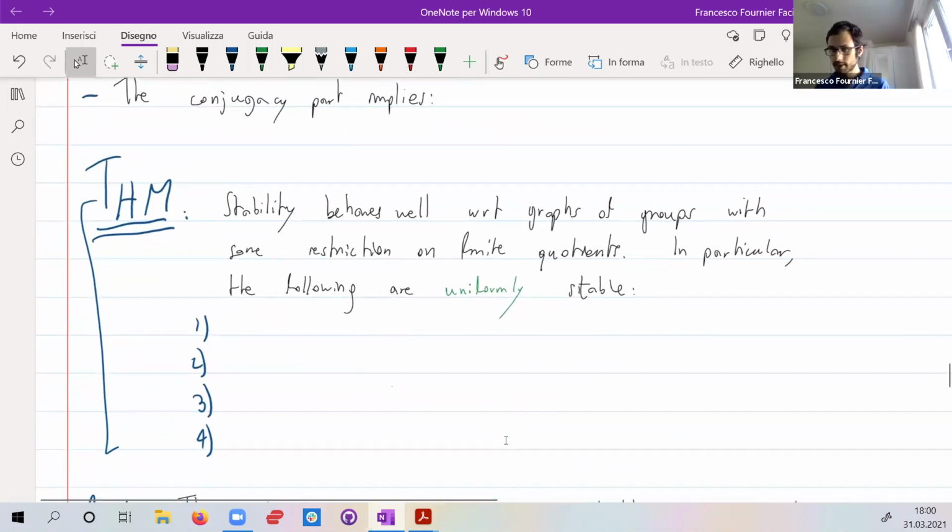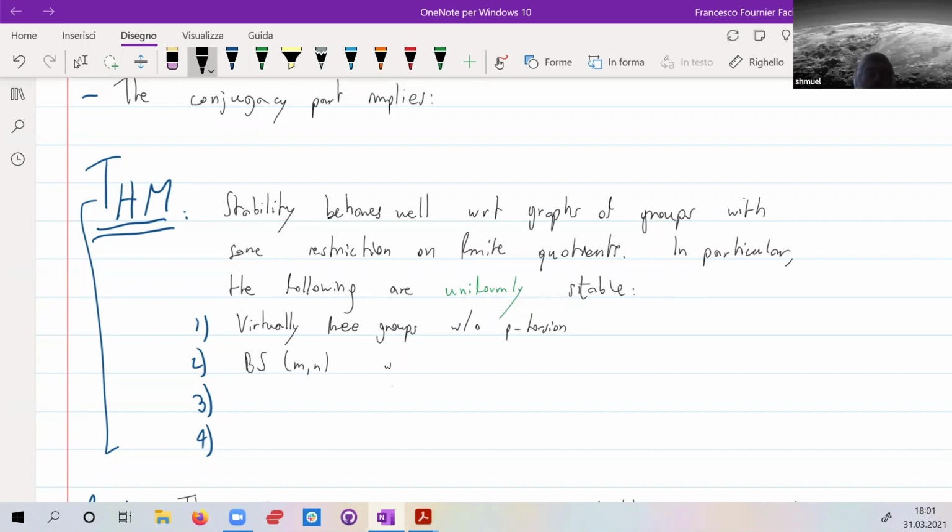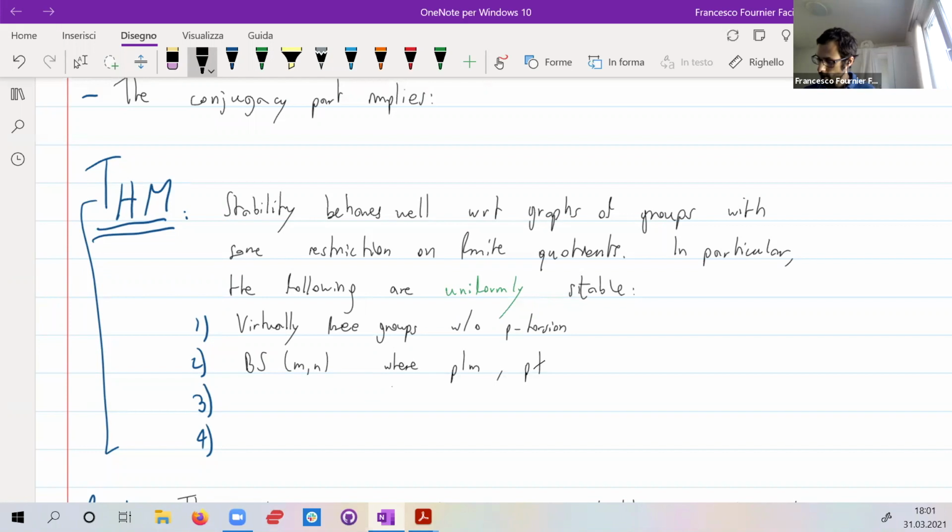In particular, the following are uniformly stable. These are the examples where I'm going to be a bit more precise: virtually free groups without p-torsion, and Baumslag-Solitar groups BS(M,N) where p divides M but not N. This actually generalizes to generalized Baumslag-Solitar groups. There is a very easy to check combinatorial, arithmetic criterion. You have the underlying weighted graph of the GBS group, and you check that there are certain cycles such that the weights satisfy something, and this gives you stability.